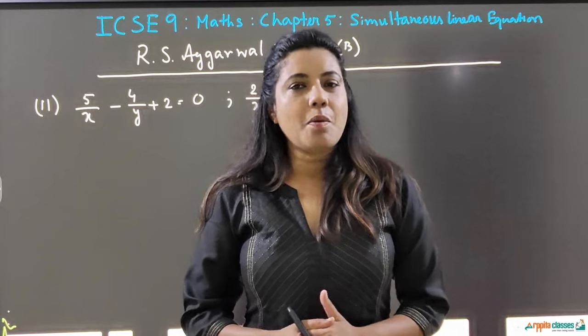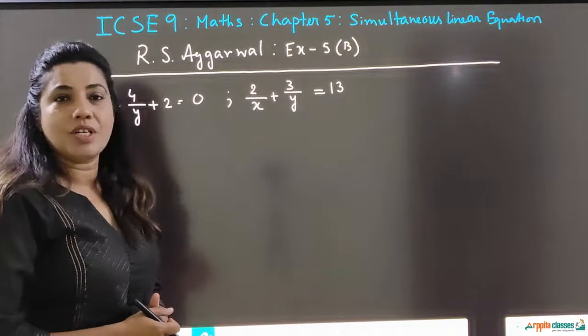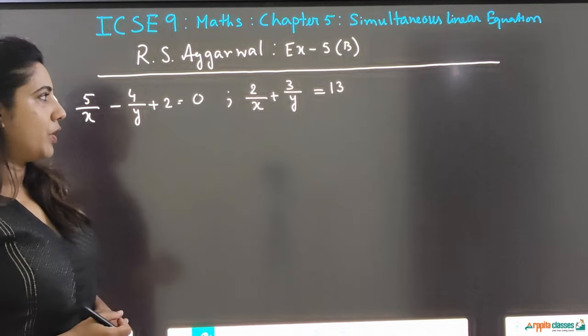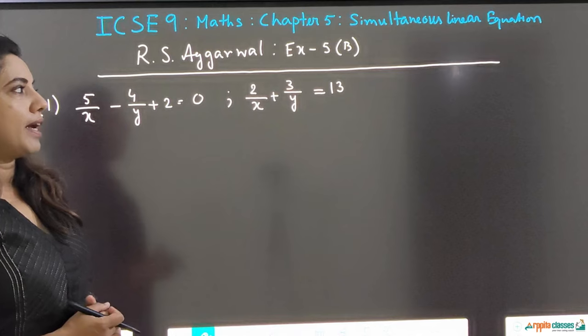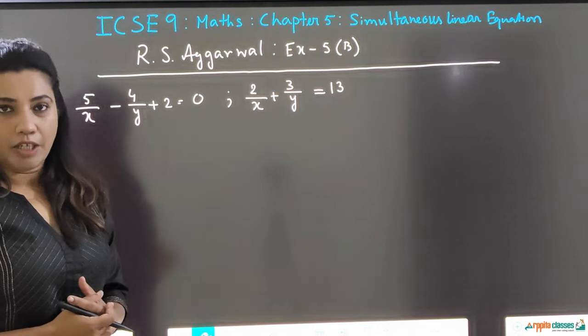So we were doing the sums from S Aggarwal. This is exercise 5B, question number 11. Let's get started. Question number 11 is 5 by x minus 4 by y plus 2 equal to 0 and 2 by x plus 3 by y is equal to 13. So here we see the variables are at the denominator.